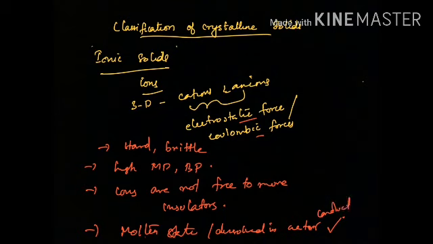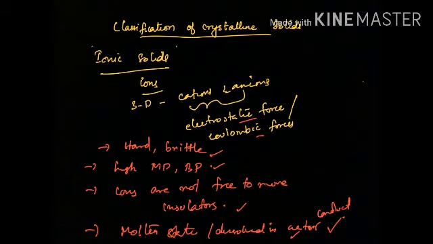Okay, so these are the ionic solids. In ionic solids, the constituent particles are ions. So it is a three-dimensional network in which the cations and anions are present over there, and it is held together by a very strong electrostatic force or Coulombic forces. Since that force is very strong, the ions are not free to move, so they are insulators. But in molten state, or if it is dissolved in water, they can conduct electricity. Then they are hard and brittle and they have high melting point and boiling point also.